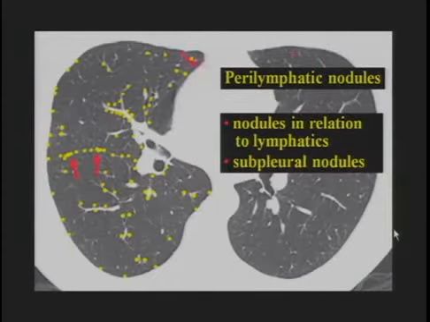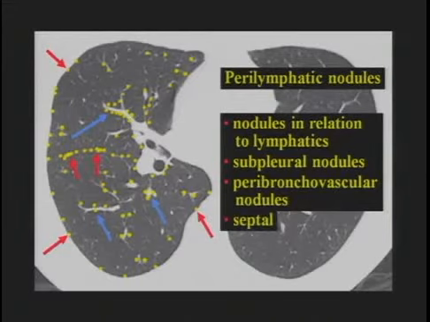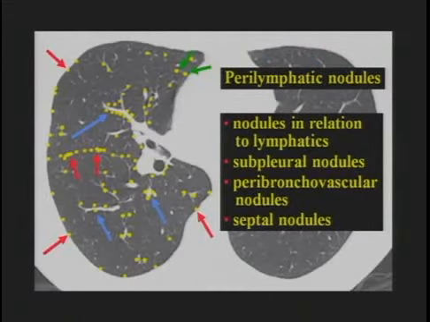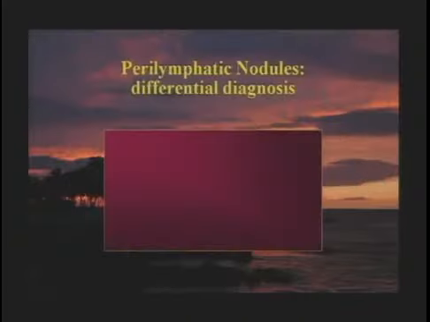They predominate in three places: in the subpleural lung adjacent to fissures and peripherally, adjacent to central bronchi and vessels, or peribronchovascular, and lastly within interlobular septa. So this is the typical distribution and location of nodules with this pattern. Because the nodules occur only in these specific regions, the overall appearance tends to be patchy.